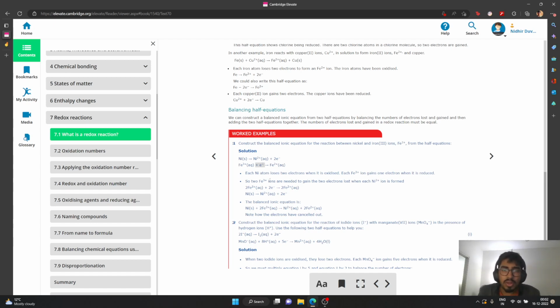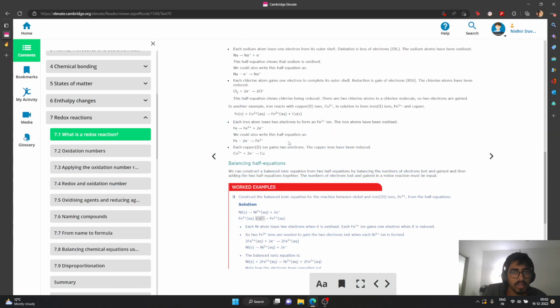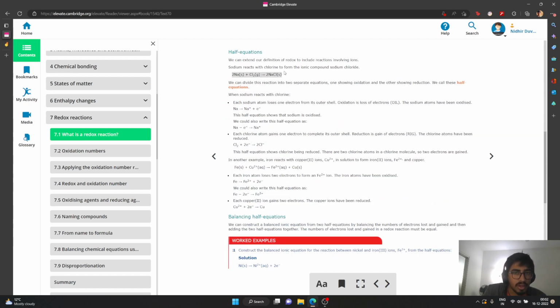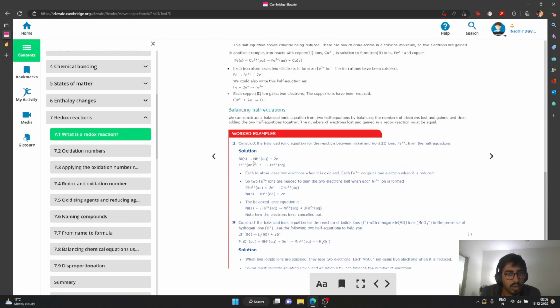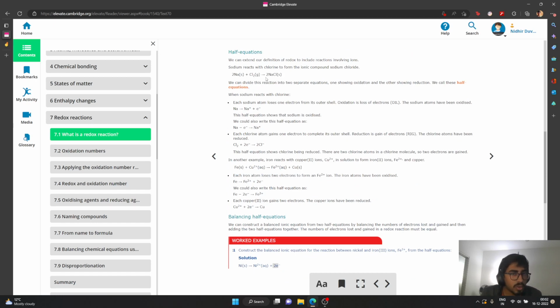Okay. So let's see. They are telling us we are going the other way. Normally we were given a reaction, and then we would break it down into half equations, and then we would try to understand which one is reduced and which one is oxidized. Here they have already told us that nickel is oxidized because it has lost electrons, and iron is reduced, right? So that is already given to us. Now they're just telling us to go back to the main equation.